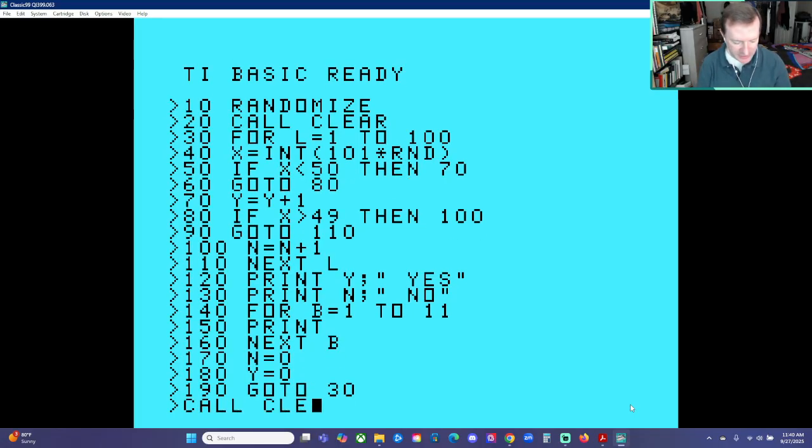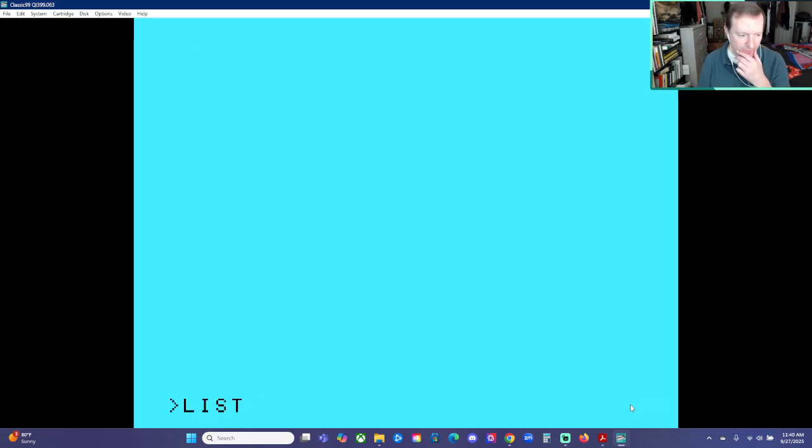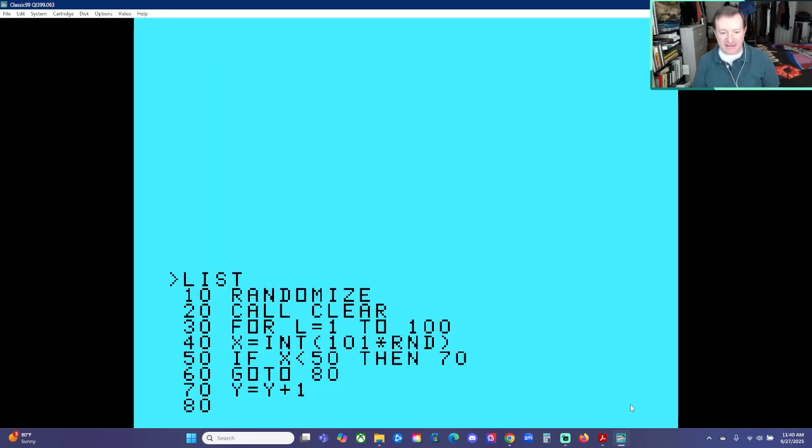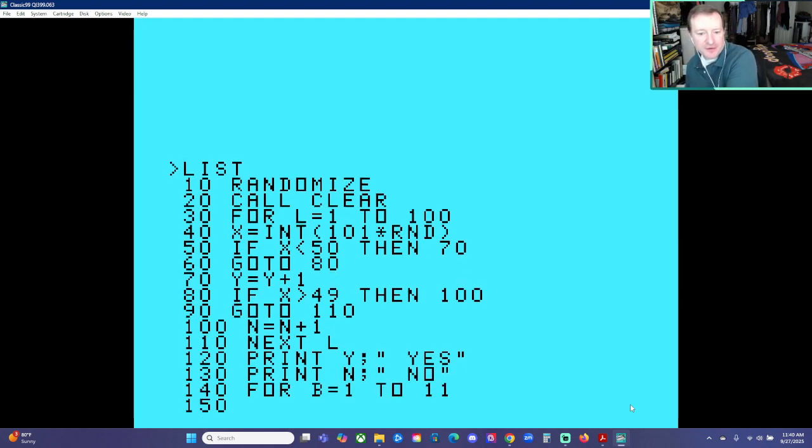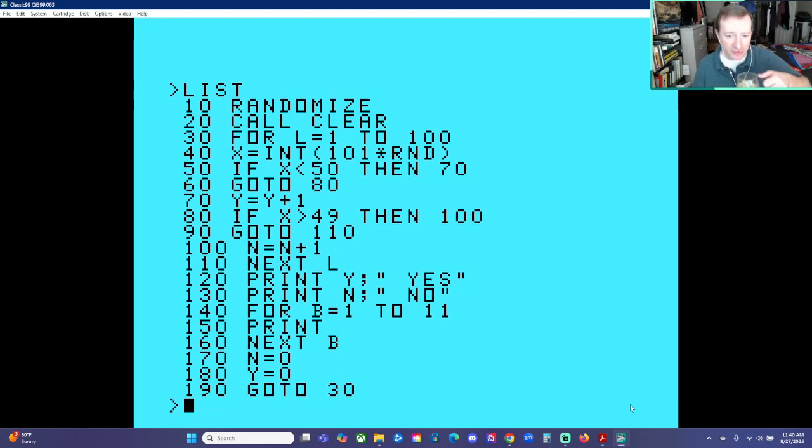Okay, I'm going to clear the screen and list out the program before we run it, looking for any obvious typos, math errors, syntax errors, and so on. At a glance, it looks pretty good. Let's go ahead and give it a run.